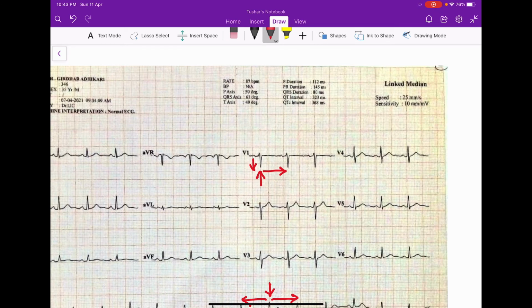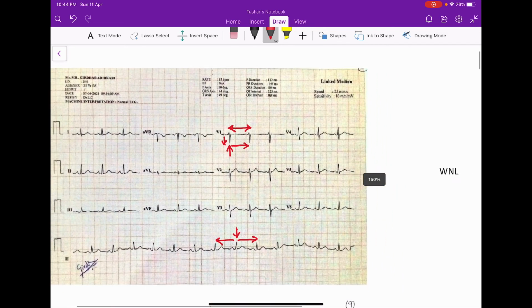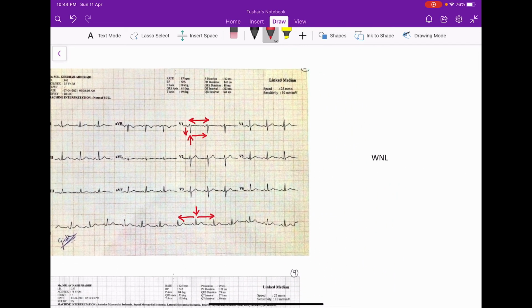So coming back to measurement of the heart rate on this ECG, if I measure the number of large squares between these two QRS complexes, I can see that there are 3 large squares, somewhat more than 3 large squares. So if I calculate by the first method, then the formula is 300 divided by the number of large squares, which is 3, and the answer comes as 100 beats per minute.